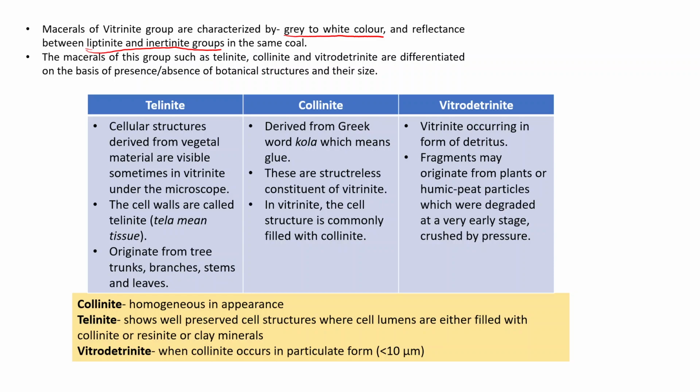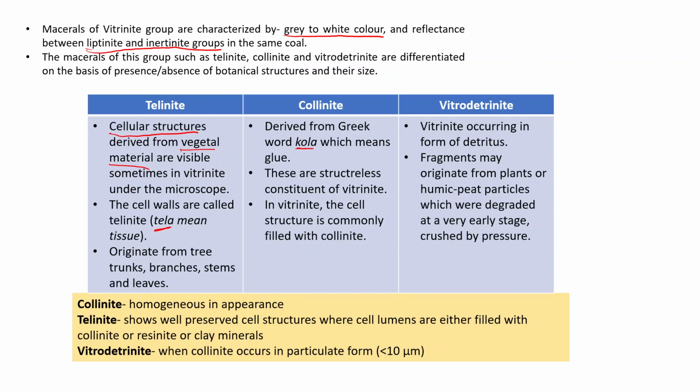Now, the three macerals, telinite, colinite, and vitrodetrinite, the original classification, how are they differentiated? Telinite consists of cellular structures derived from vegetal material, and it consists of cell walls. The word telinite comes from tela. Tela means tissue. So the cell walls which are preserved are called telinite, and they originate from trunk, branches, stems and leaves.